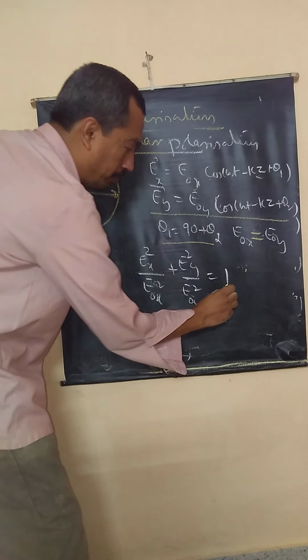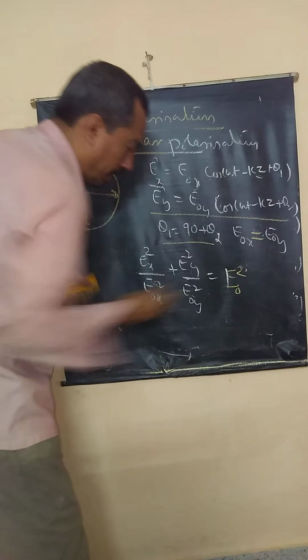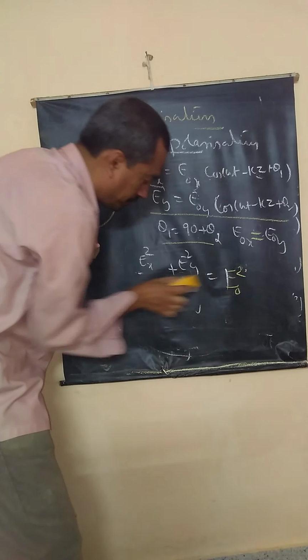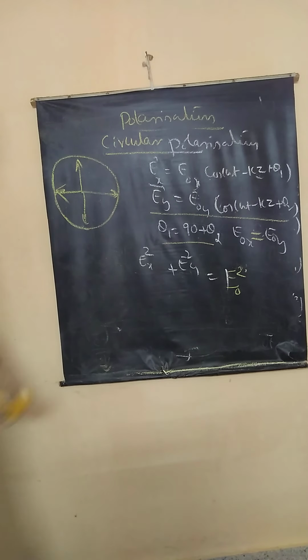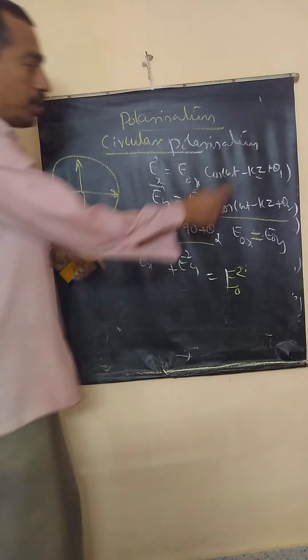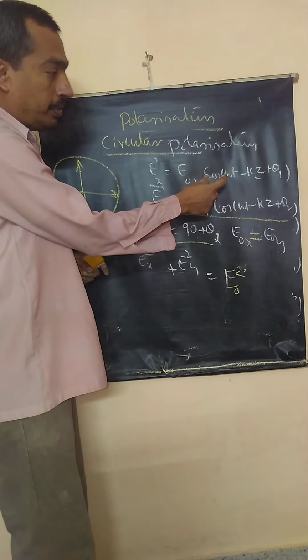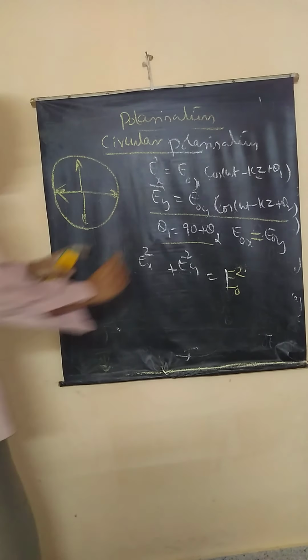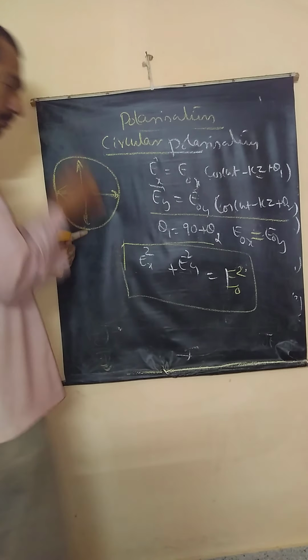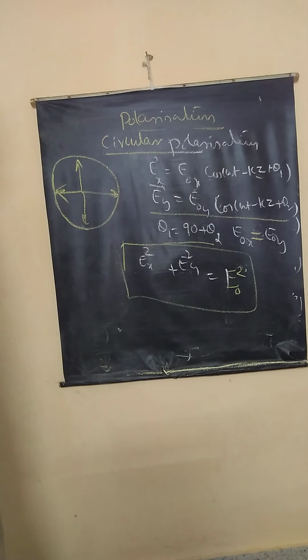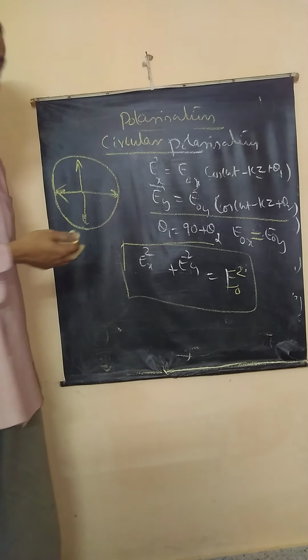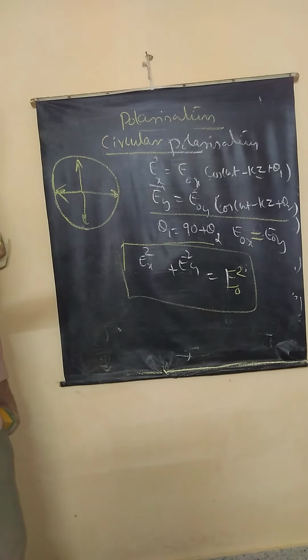So you will get, let it be E naught square. This becomes the equation of a circle, right? Now see this. Cos, this becomes sin theta 1. This is cos square, and add. You will get this expression. So this is the expression of a circle. Correct? So we got now linear polarization, elliptical polarization, circular polarization.